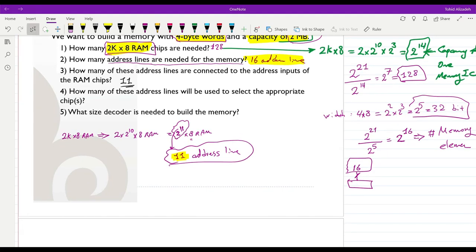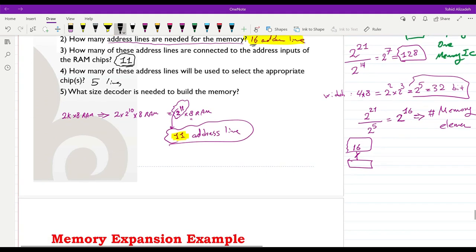The next question is how many of these address lines will be used to select the appropriate chip or chips. I think the solution is obvious. We have 16 in total. 11 of them are going to be connected to the address inputs of the chips, and therefore 16 minus 11, or 5 lines, will be used in order to select the appropriate chips.